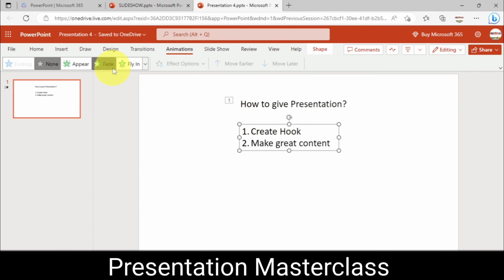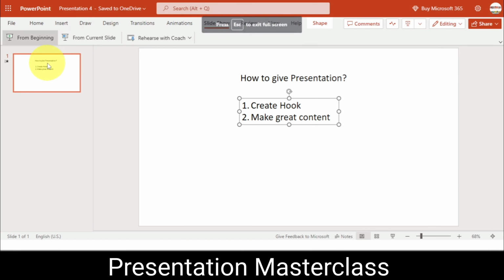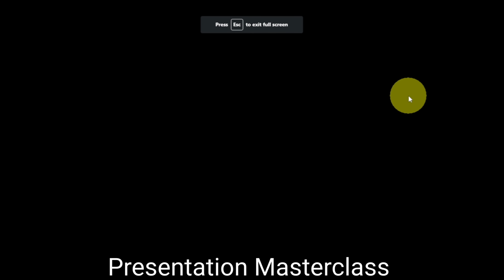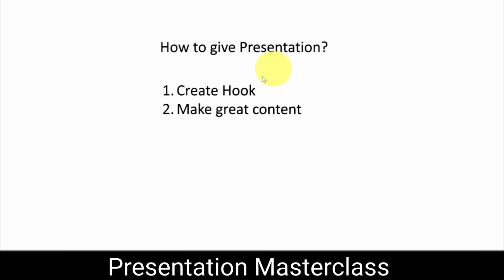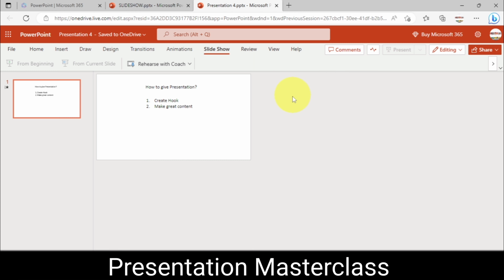Then click on this, then go to the fade or fly in, right? Let's see how it looks. So go to the slideshow and then click from beginning and click the left button. You'll see, yes, how to give presentation. Then click again, you'll find this. So this is how you can create a simple PowerPoint presentation. And let me show you what to do in the next step.